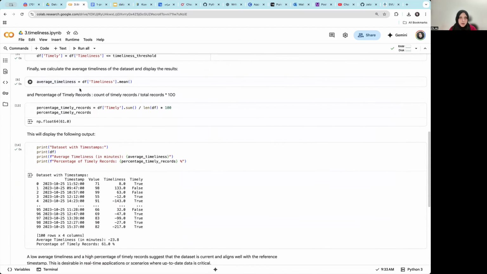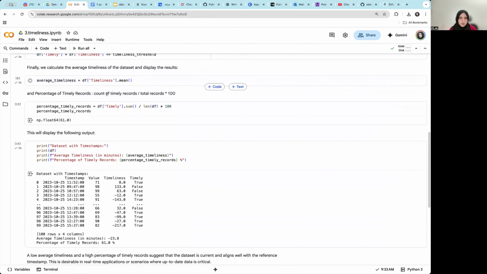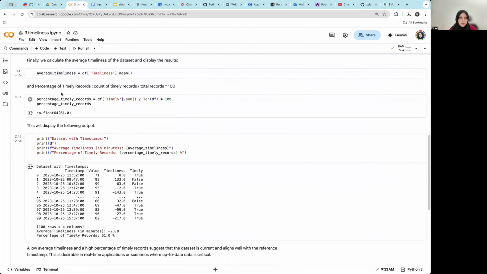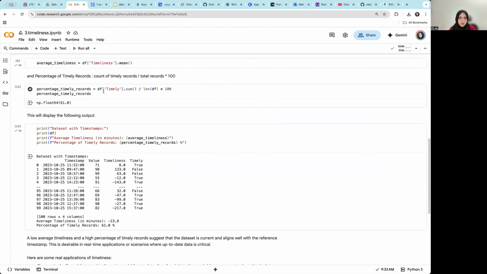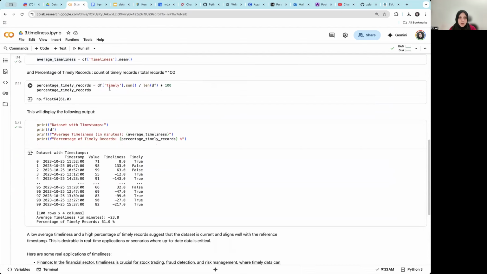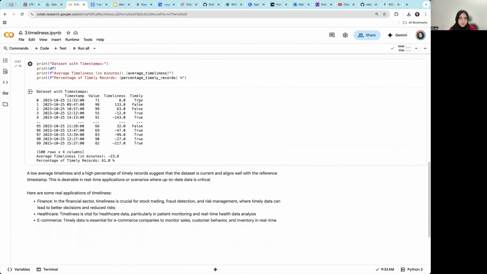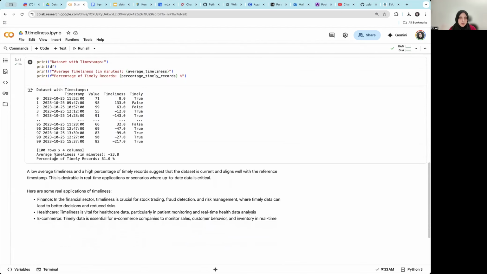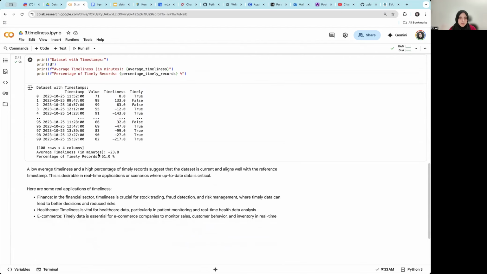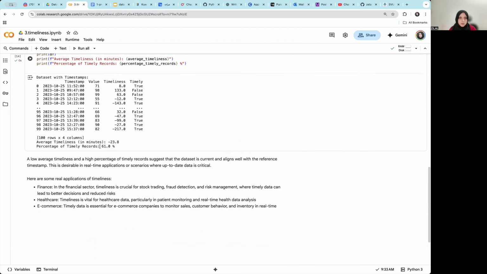Then I calculated the average timeliness of the dataset, and here I calculated the percentage of timely records by taking the count of timely records divided by the total records, then multiplying by 100. This is the output of the results. The average timeliness is minus 23, and this is the percentage of timely records.